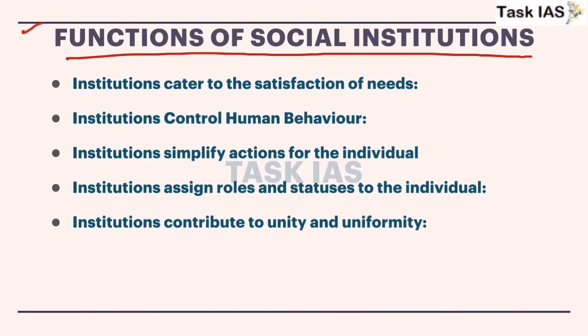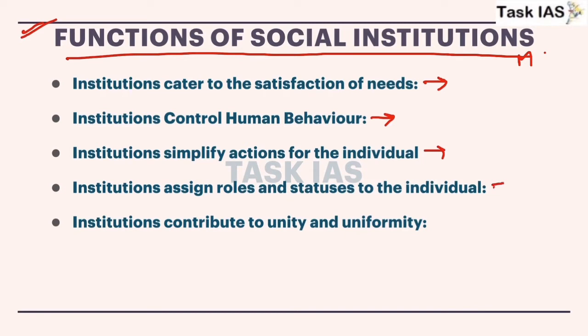Now, functions of social institutions. Here I will give you some broader points. Under those headings you can write down some specific examples that we will discuss when we cover marriage, family, kinship. So in those chapters you can write down specific examples so that your answer will look somewhat different.